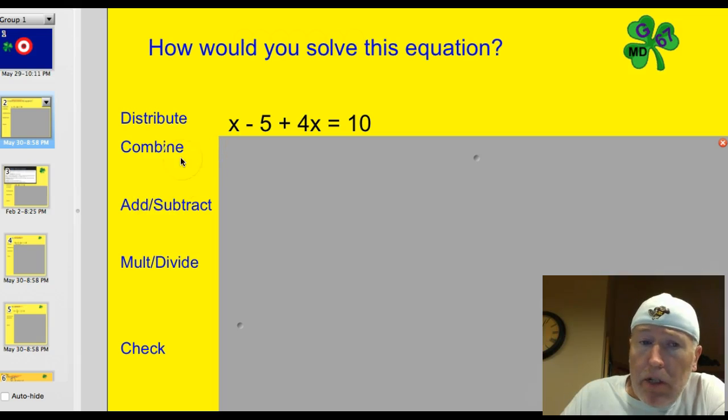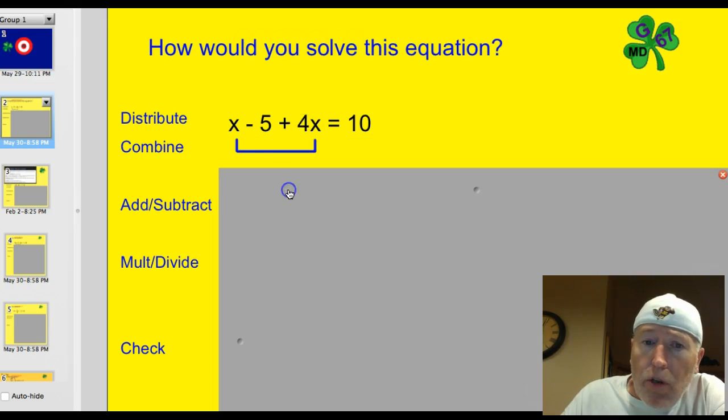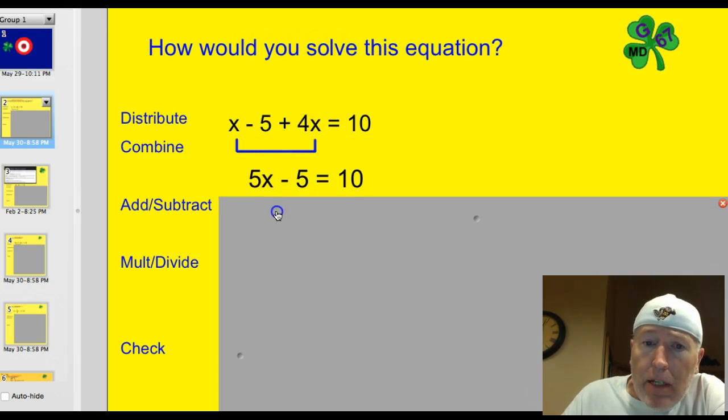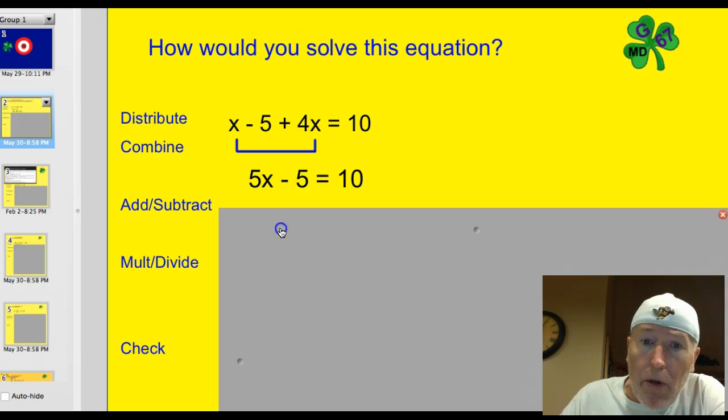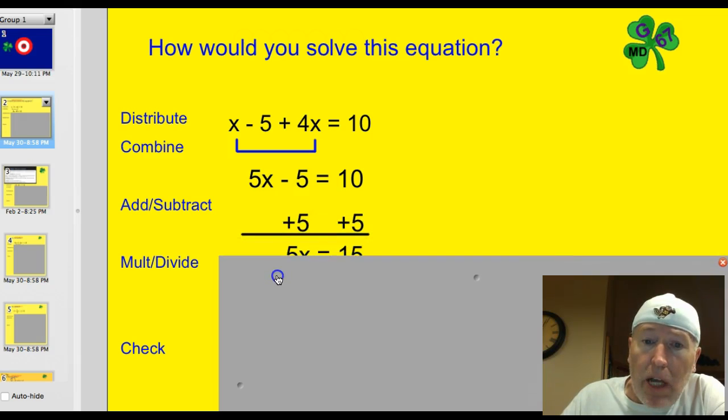So we don't need to use the distributive property, but we can combine some things. We've got a 1x here and we've got a 4x here. So if we combine those guys, we will have 5x minus 5 equals 10. So we've simplified it a little bit. Now, can we add or subtract? Yeah, we can add 5 to this side and to this side, and we can get rid of this. We're working towards isolating that variable. So go ahead and add 5 to both sides.